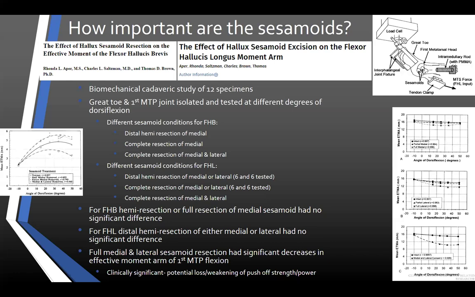is being resected. So what this means clinically is that this could correlate to a potential loss of push-off strength or power that patients should be counseled on if possible sesamoidectomy is necessary. But it's unclear in the literature whether or not this is actually borne out clinically with patients and results.